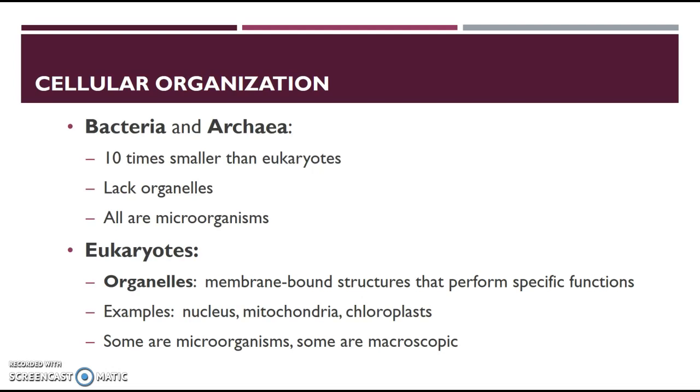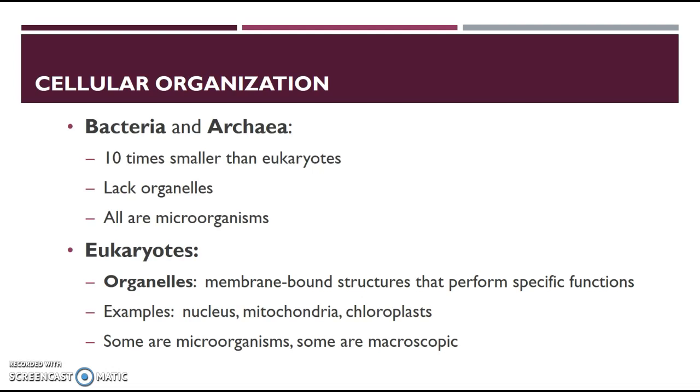The other cell type are the eukaryotes. Eukaryotes are generally larger than bacteria and Archaea, and they do possess organelles. So they include things like a nucleus, mitochondria, chloroplasts, a number of other organelles that we will spend time learning about a little bit later on. Some eukaryotes are microorganisms and some are macroscopic.